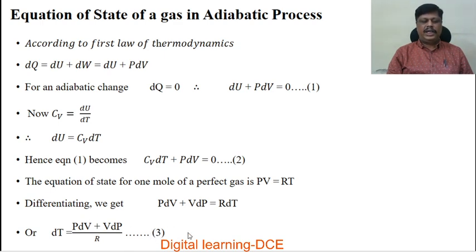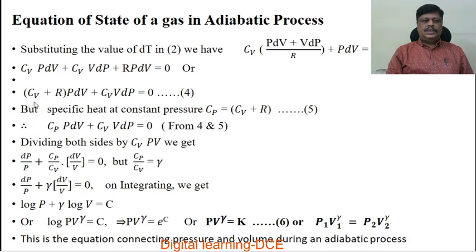So finally we get the equation for change in temperature, dT is equal to PdV plus VdP by R. Substituting the value of dT in equation 2, CV dT plus PdV is equal to 0. But dT is equal to PdV plus VdP by R. Then CV into (PdV plus VdP) by R plus PdV is equal to 0. So take LCM, we get CV into PdV plus CV into VdP plus R into PdV is equal to 0.